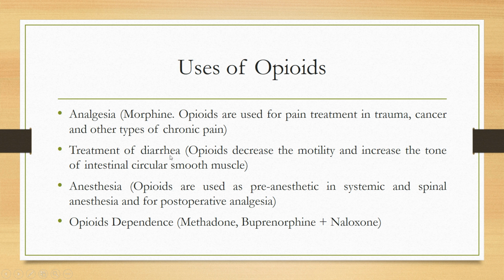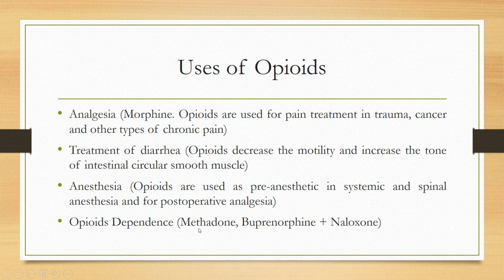So the next is treatment of diarrhea. Opioids also could be used in diarrhea, as opioids decrease the motility and increase the tone of intestinal circular smooth muscle. So the next is anesthesia. As I told you about, fentanyl is a strong anesthetic drug that is also being abused by some users. So opioids are used as pre-anesthetic in systemic and spinal anesthesia, and also for post-operative analgesia.